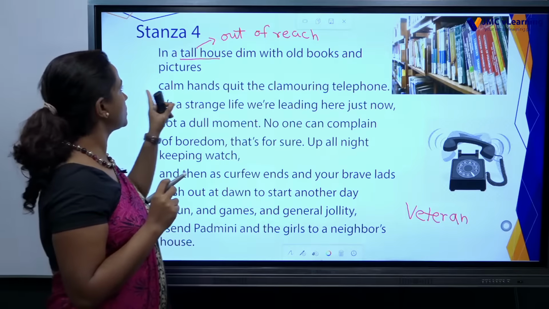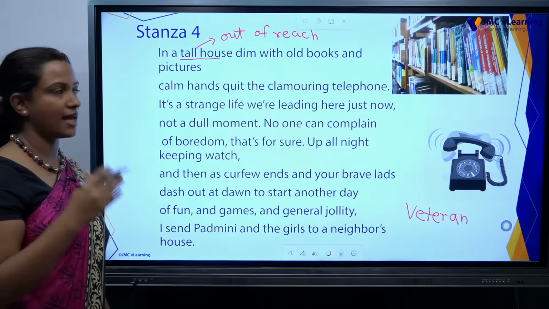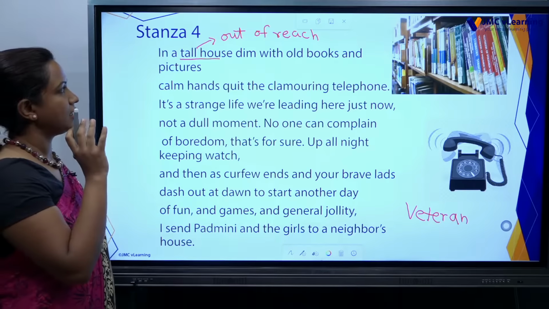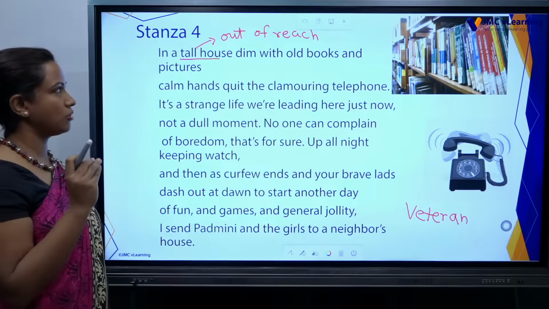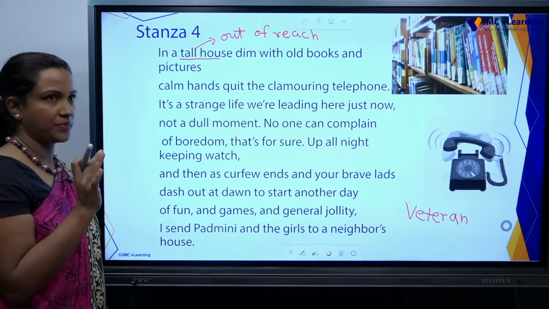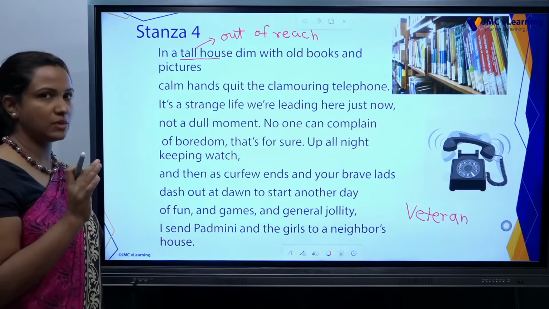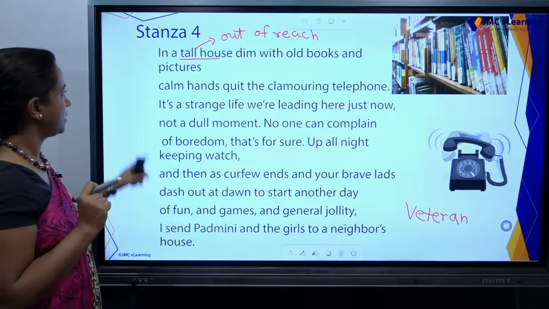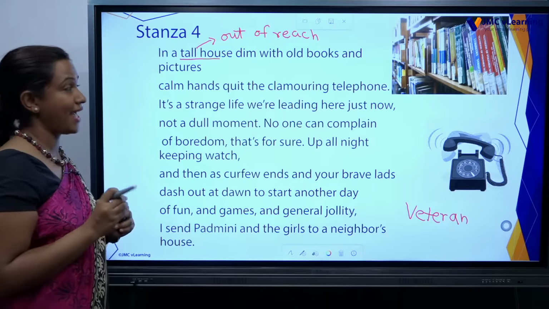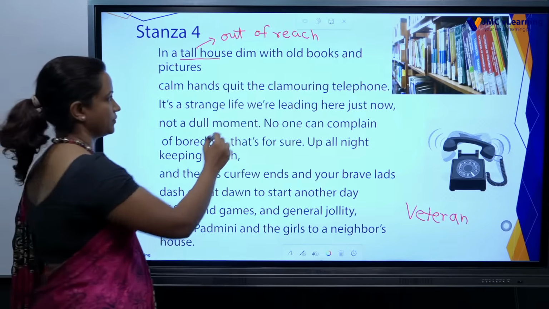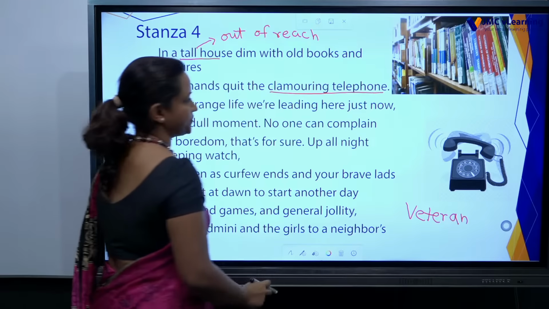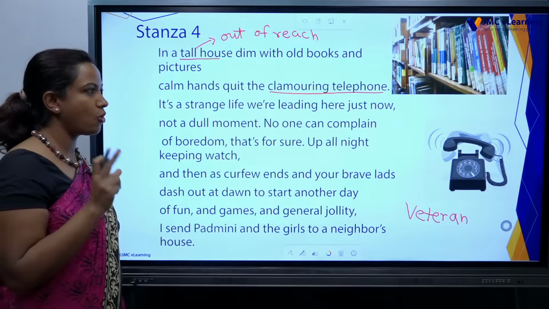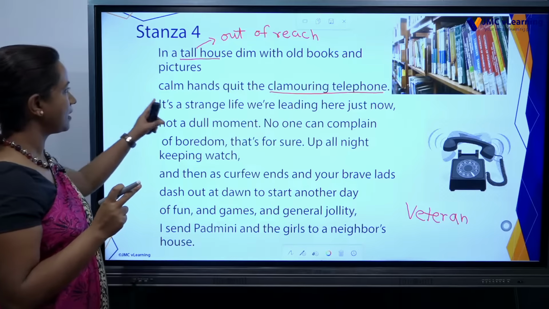Dim with old books and pictures. Can you see? He has collected a lot of books and pictures, but they are old. And it says there is no ventilation or light in the house, it's dim. Usually when the house is dim, when there is no one at home, they want to be secretly in the house. Next line, calm hands quit the clamoring telephone. Clamoring telephone. The telephone is clamoring, it's always ringing, so loudly ringing.